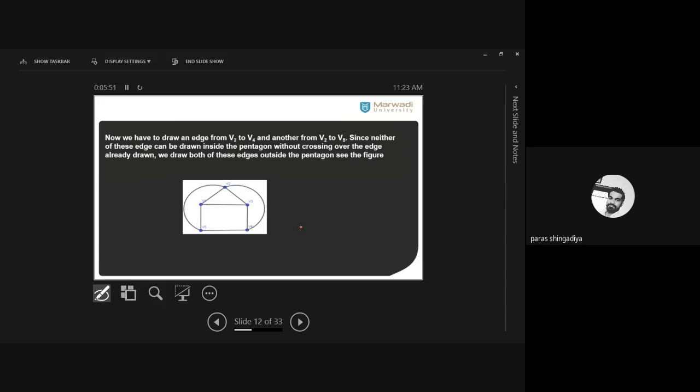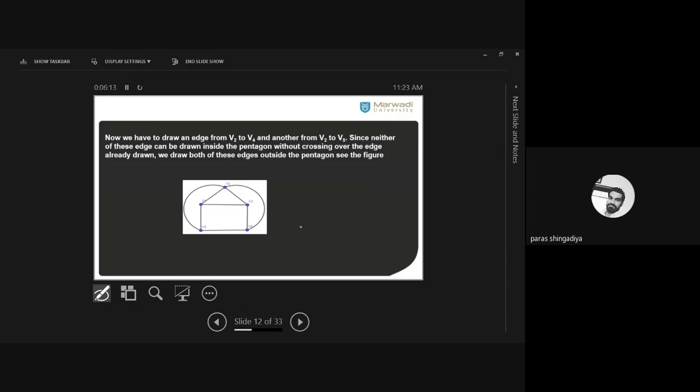Now let's connect V1, V2 to V4 and V2 to V5. Here we cannot use the inside region, because if we use the inside region to connect V2 and V4, it will be crossed with the V1 to V3 edge. So we have only one possibility to connect V2 to V4 and V2 to V5. That is an outside possibility.